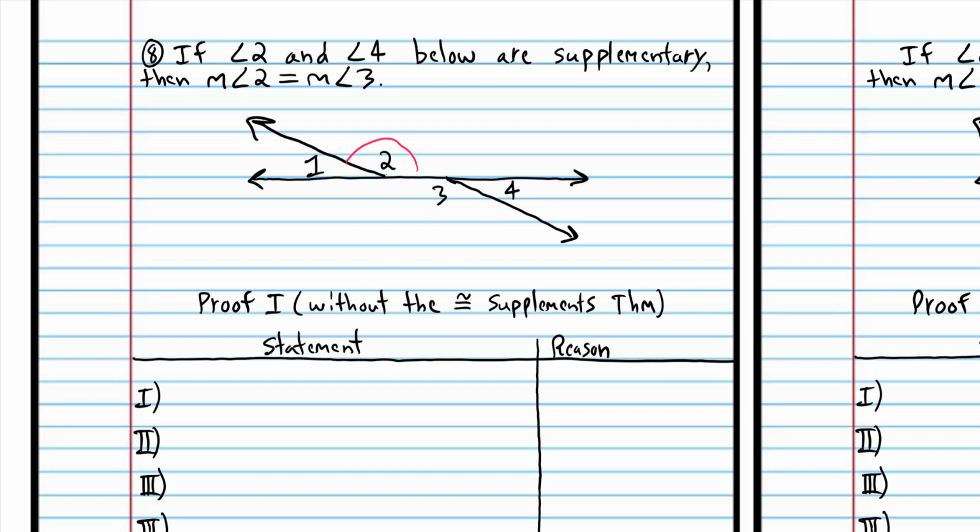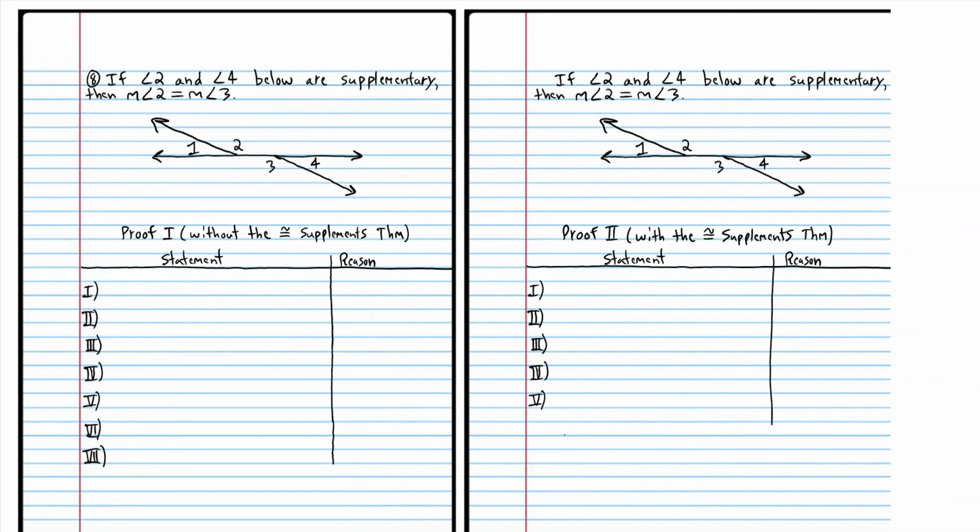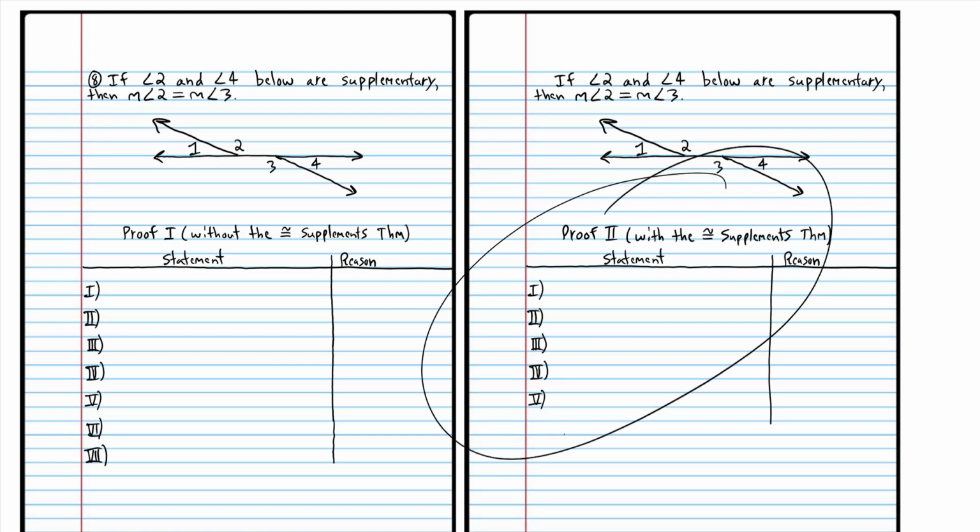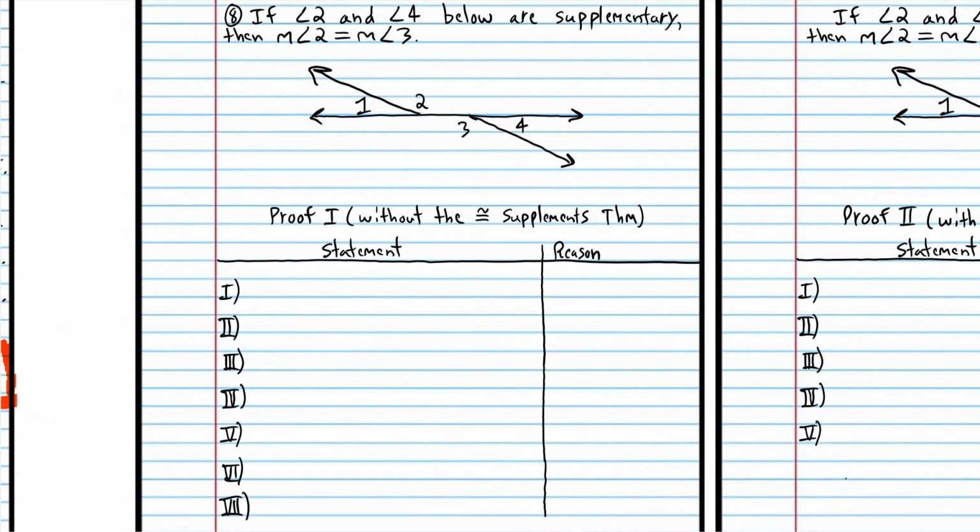Now we're given the information that this angle and this angle are supplementary, so that means they add up to 180 degrees. And by that, you're going to be able to prove that angle 2 is equal to angle 3. Now you're not going to use the Congruent Supplements Theorem, because if you know that angle 3 is supplementary to angle 4, and angle 2 is also supplementary to angle 4, then you know that the measure of angle 2 is equal to the measure of angle 3, or they're congruent by the Congruent Supplements Theorem, but you're not going to use that. You're going to use it in the second version of this proof. So you have to do it without the Congruent Supplements Theorem.